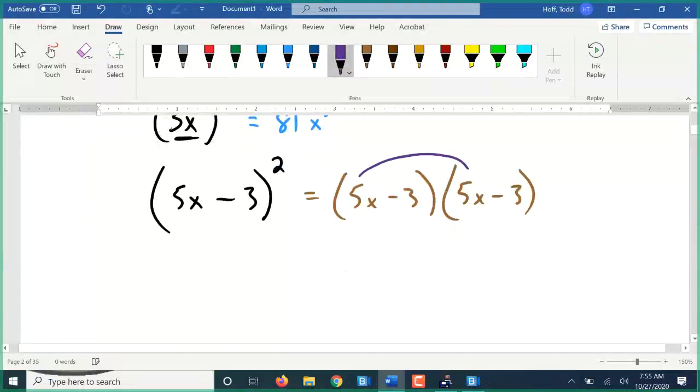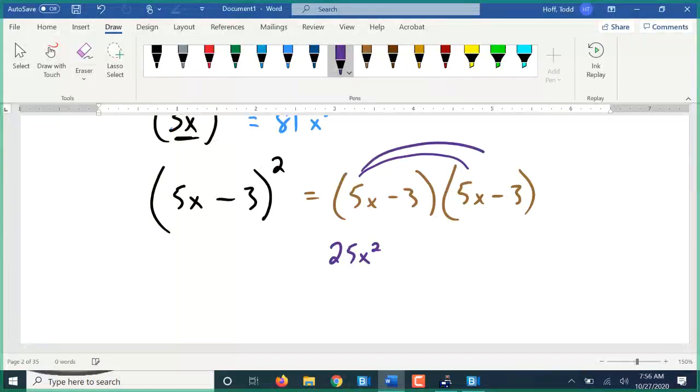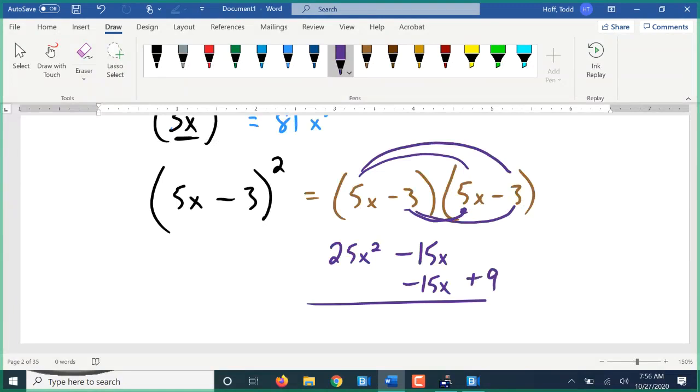We do the 5x times 5x is 25x squared. 5x times negative 3 is a negative 15x. Move over to the next digit of the first number. Negative 3 times 5x is a negative 15x again. Negative 3 times negative 3 is a positive 9. We combine those, we have 25x squared. Negative 15 and negative 15x make negative 30x plus 9.